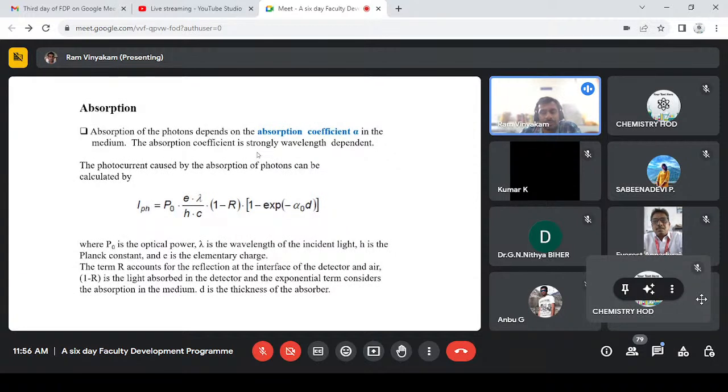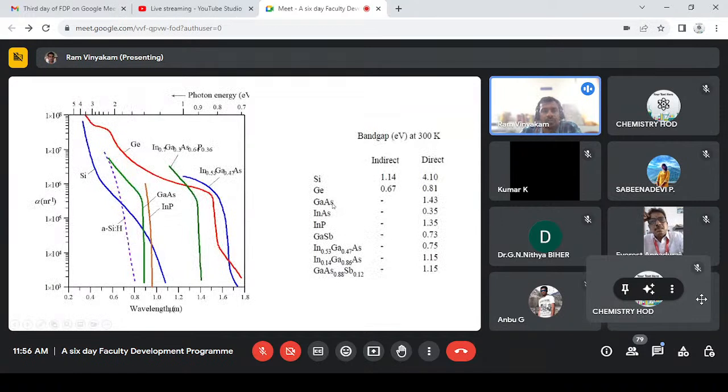Each material has its own absorption capability, and we say a parameter called the absorption coefficient depends on the medium. Whenever there are photons, this is the photo generated current; the relation shows how, theoretically, we can tell the photon current in the case of a semiconductor. P naught is the optical power incident on the semiconductor, and here we have to rely on the absorption coefficient. Whenever there is a high absorption coefficient, the amount of material you use can be reduced.